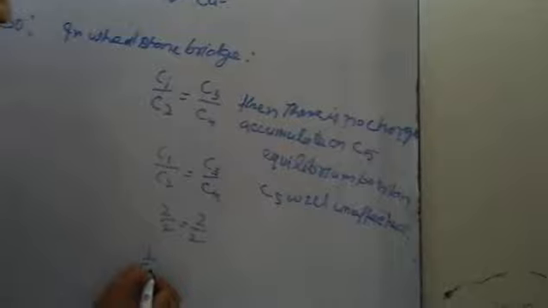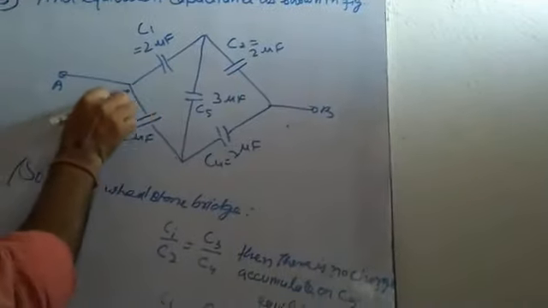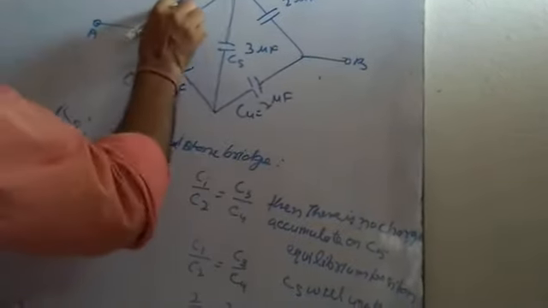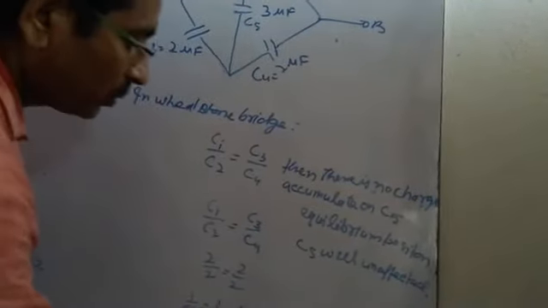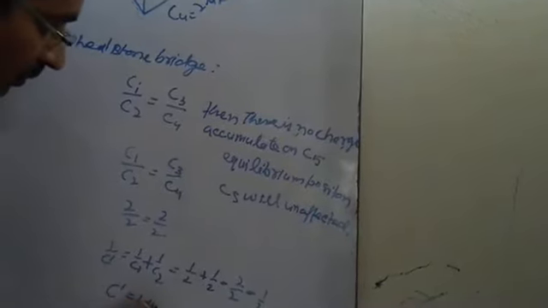Here 1 by C dash equal to 1 by C1 plus 1 by C2. The charge which lies on capacitor C1 will lie on capacitor C2. The charge which lies on C3 will lie on C4. This C1 C2 in series, C3 C4 in series. Therefore 1 by 2 plus 1 by 2, 2 by 2, 1 by 1. C dash equal to 1 microfarad.